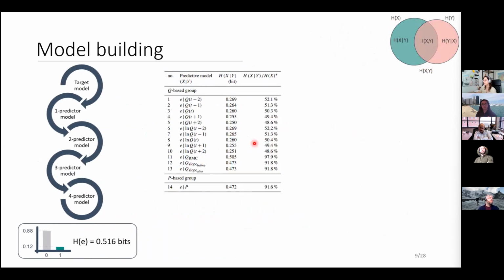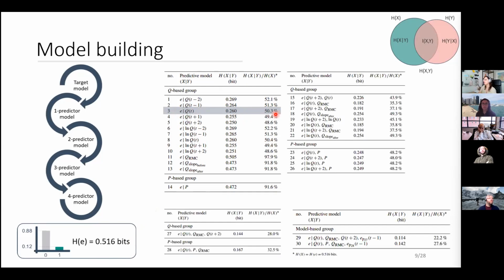For example, here in this one predictor model, the probability of event given that we know discharge can reduce our reference uncertainty from 0.5 to 0.26. This means about 50% of our original uncertainty. And then we build models with 1, 2, 3, and 4 predictors, and we select the best ones in each stage for robustness analysis. But why? We can see here the more predictors we have, the smaller the uncertainty, reaching here 22% of our reference.